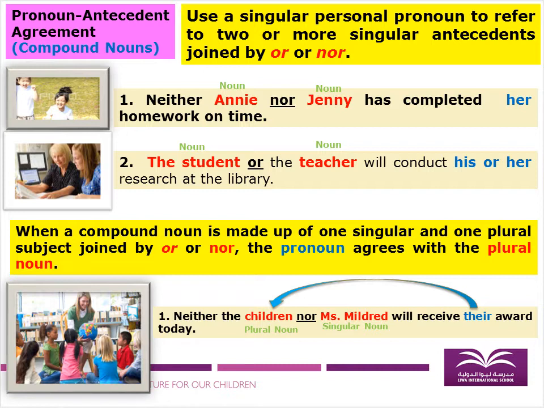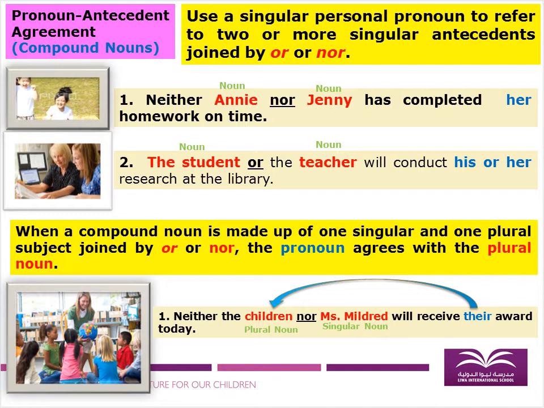Okay, now let's proceed with the second rule. When a compound noun is made up of one singular and one plural subject joined by or or nor, the pronoun agrees with the plural noun. Again, if we have two antecedents combined by nor or or, and we have a singular antecedent and a plural antecedent, we will use the plural antecedent as the basis for the pronoun. Now our pronoun here is their. That's why I use their here. We will agree with the plural noun.